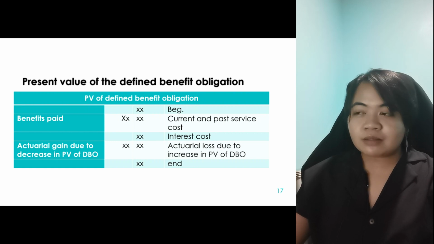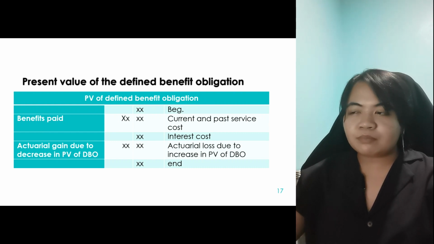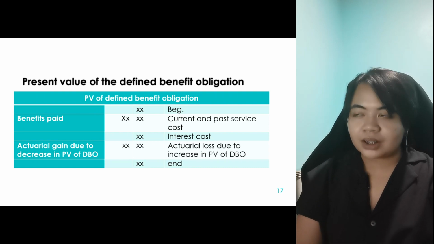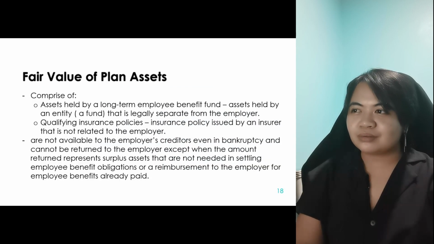Okay? So, whatever is given, just enter it in the T account and you can compute the ending balance. In the previous example, the ending balance was given, so we didn't compute for the T account. But when it's not given, you have to compute. Okay? Next. Fair value of the plan assets.